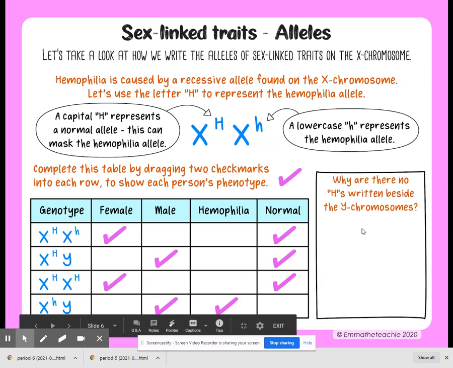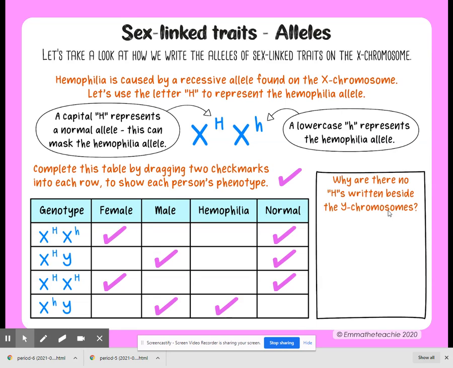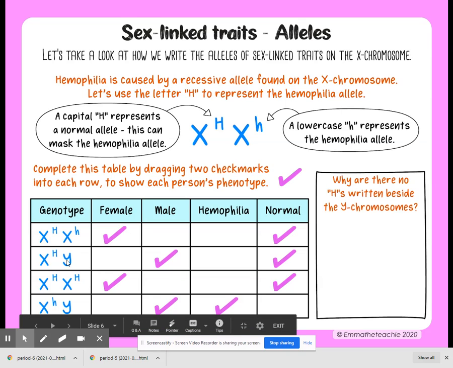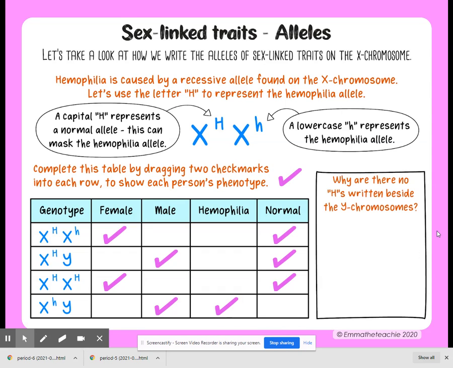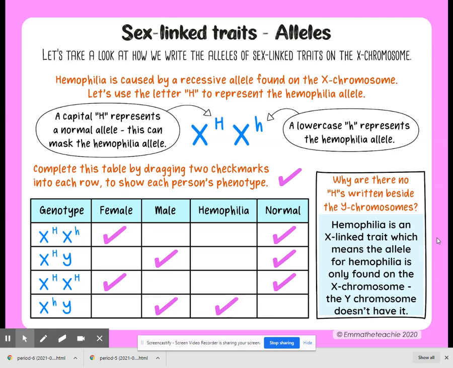So over here, we're going to ask the question, why are there no H's written beside the Y chromosomes? So why would it be that we didn't write any H on these Y chromosomes? If you think about it for a second and write your answer. Well, the answer is going to be because this allele is only carried on the X chromosome. So hemophilia is an X-linked trait, which means the allele for hemophilia is only found on the X chromosome. The Y doesn't have it.